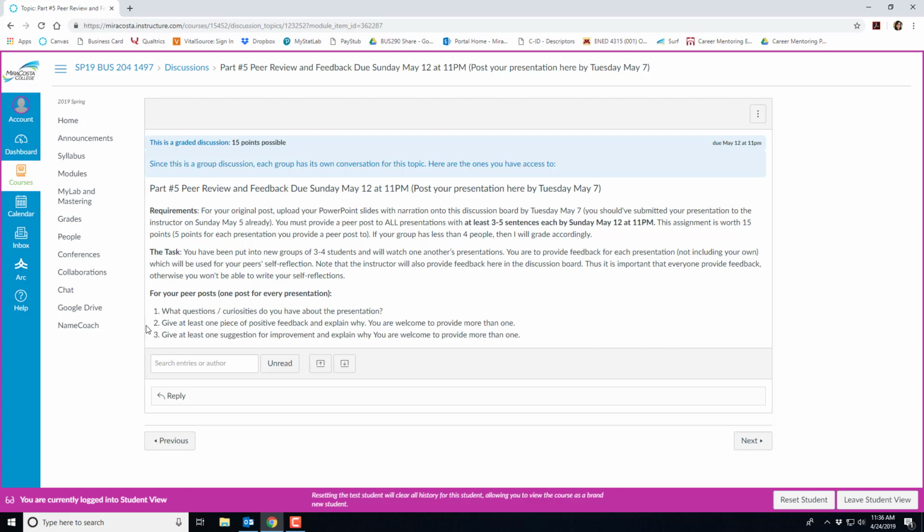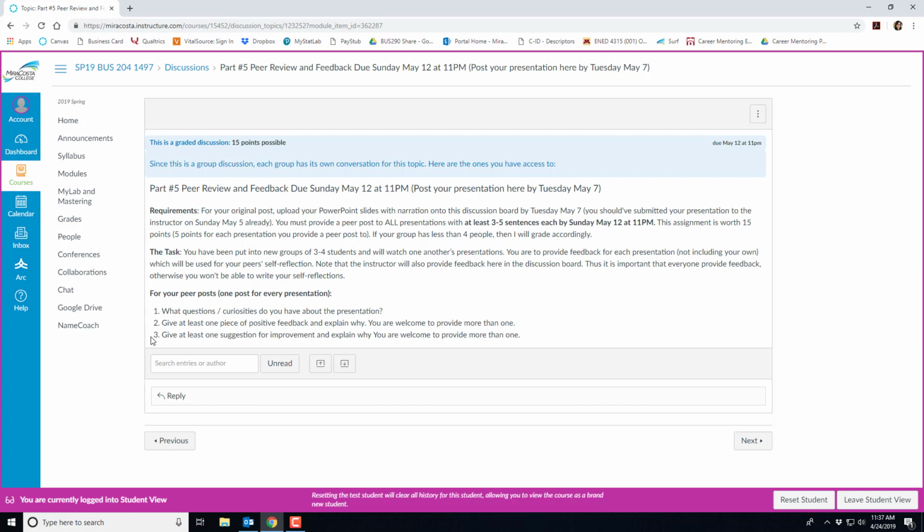The second item is you have to give at least 1 piece of positive feedback and explain why. So you can't just say good job. You have to be specific that you liked a particular chart because it was appropriately used, the colors were good, the labels were clear, or perhaps you liked the hypothesis test because it really helped with the decision making around the pricing of your product, right? So you've got to be really specific in your explanation as to why. You are welcome to provide more than 1 positive piece of feedback if you like.